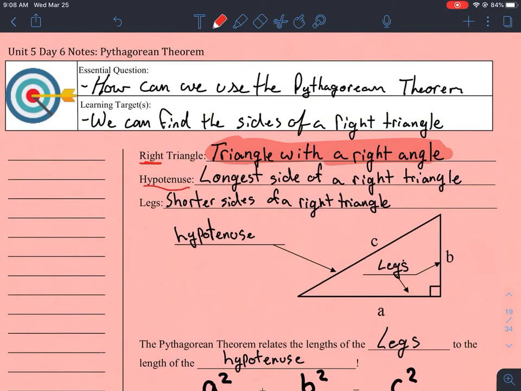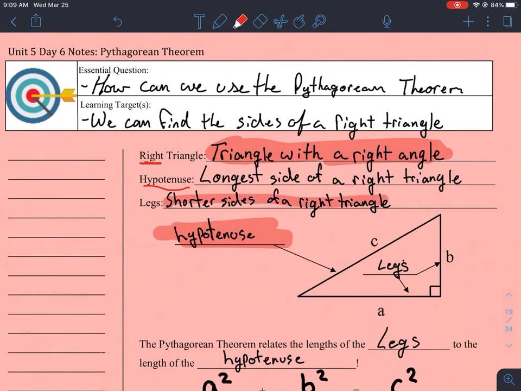Now, we've got some different names for the different sides here. There's the hypotenuse, which is the longest side of the right triangle. If you look down here, it's the side opposite the right angle. Because that's the biggest angle, it's going to give you the biggest side. Think of that little symbol as a little arrow saying, hey, the hypotenuse is over there. The hypotenuse is the longest side of the right triangle.